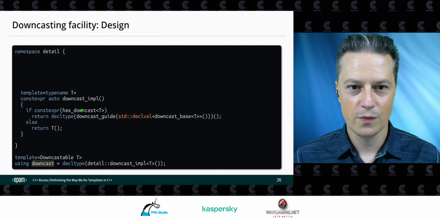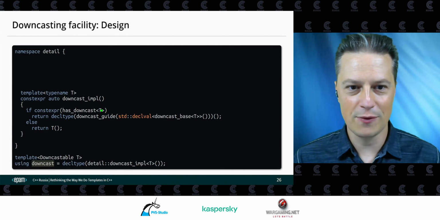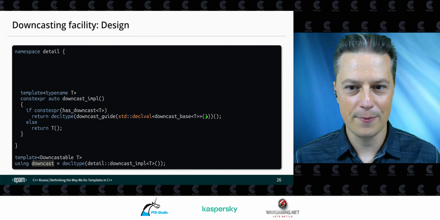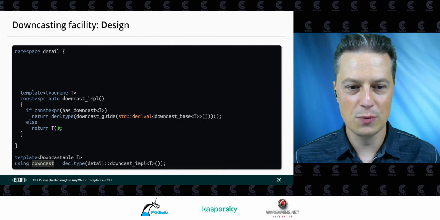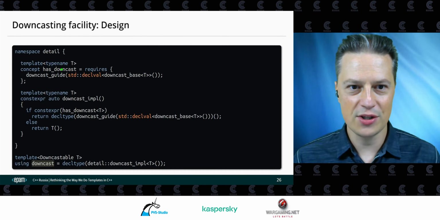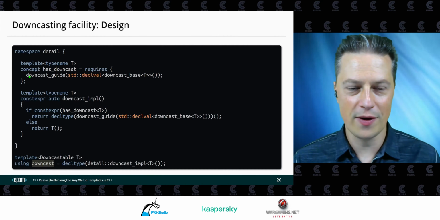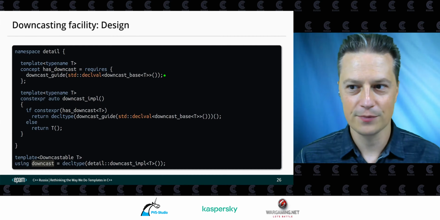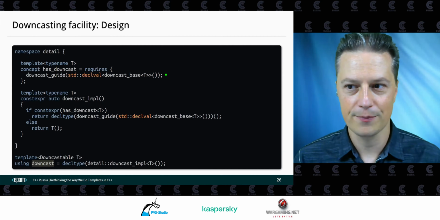If there is a downcast operation provided by the user for this specific type, then we are using this downcast guide function to find out what is the target type being returned. Otherwise, we are just returning t. And this has downcast concept. It just checks if this non-member function, this hidden friend, is implemented correctly, if it's provided for this specific type.